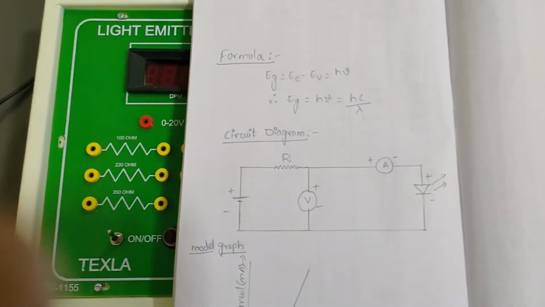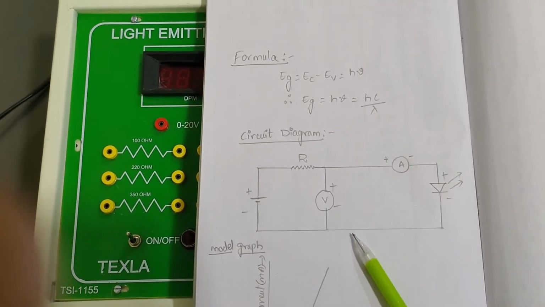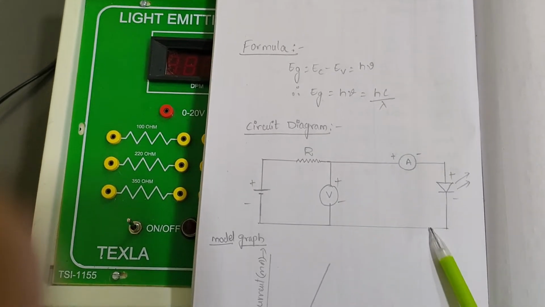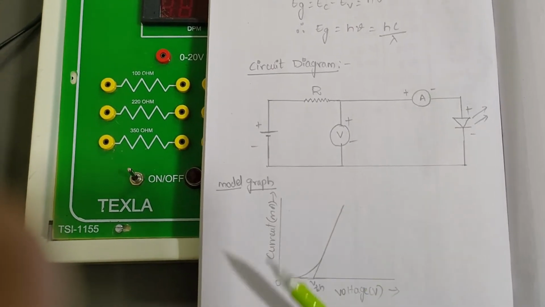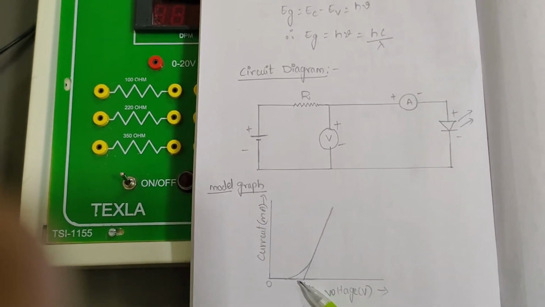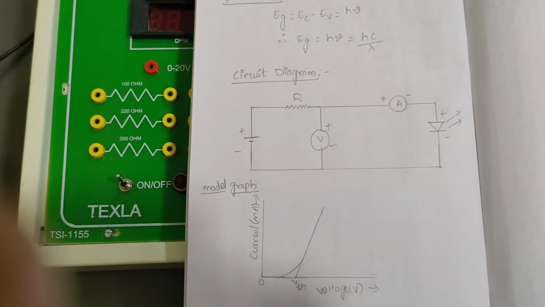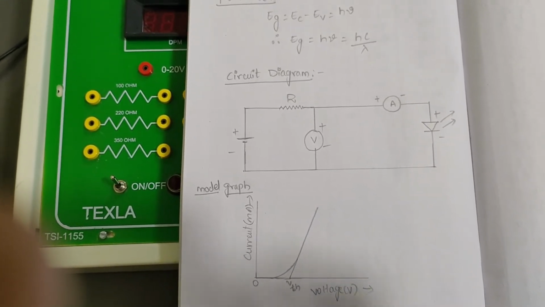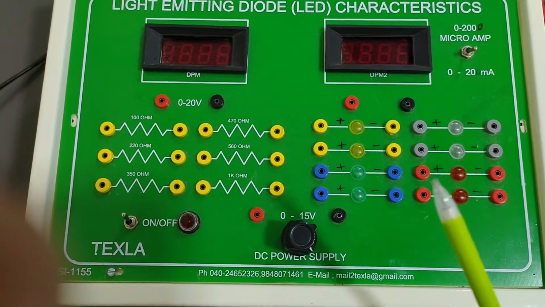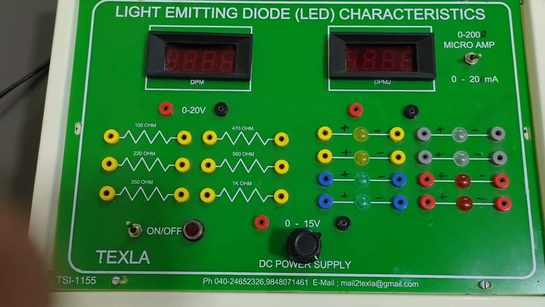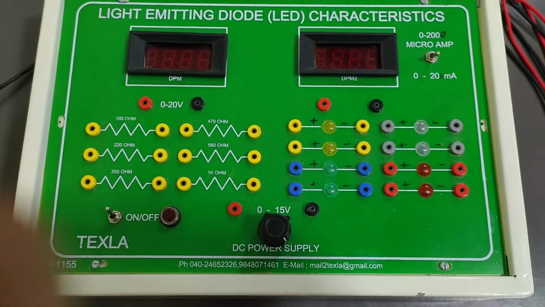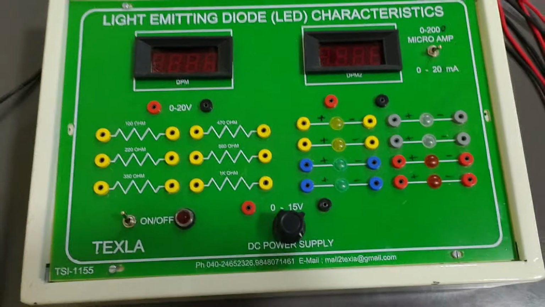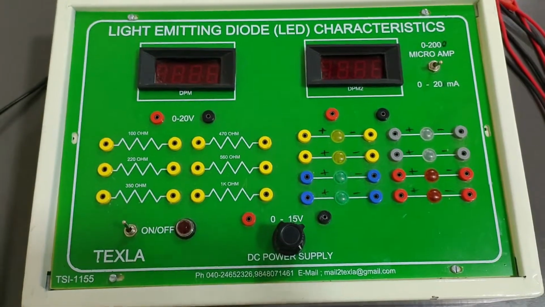Coming to the circuit diagram, this is the circuit diagram which we have got. We have to follow this circuit diagram to study the VI characteristics, and we are going to get a model graph like this, with voltage on the x-axis and current on the y-axis. When we draw, we get a graph in such a manner. So we are going to study the VI characteristics by constructing this circuit. On this circuit board, we will give the connections, then we will vary the voltage and note down the corresponding current values which we get. Then we will draw a graph, and we will also study how much the threshold voltage is. We will be able to know that.